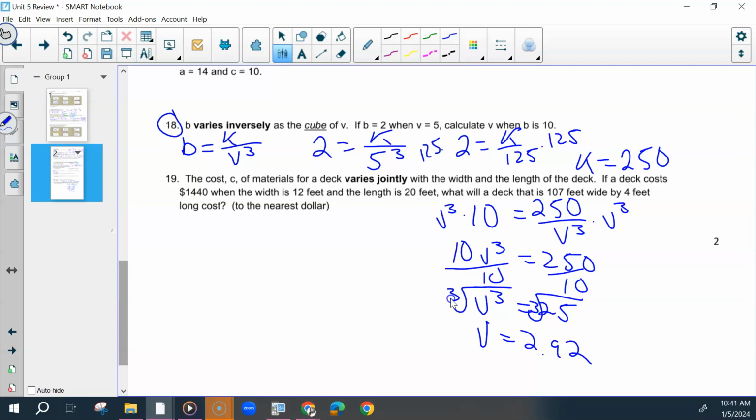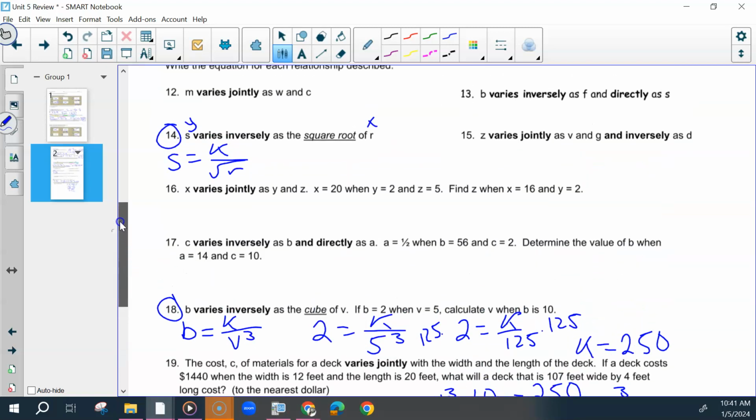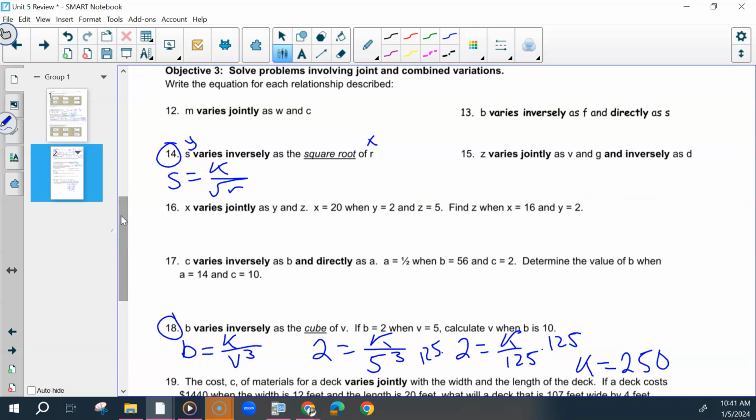13. So B varies inversely as F and directly as S. Take this one step at a time. How would we write this first part? B varies inversely as F. B equals k over F. And directly as S. You can write this one of two ways. You can either put S outside, like next to everything, or you can write it as B equals, this is really over 1, so I can put k and S together. Either is fine. So when you solve 17, you could use either, and it would be fine.